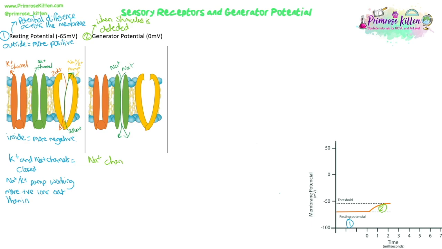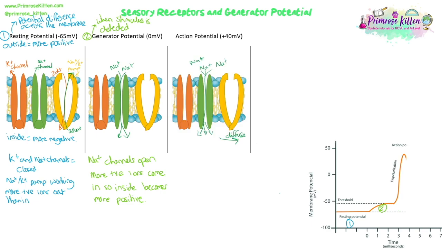And the way that works is that sodium channels are opened somehow by the receptor. So the stimulus is detected by the receptor, and that leads to the opening of sodium channels. So more positive ions are coming in, so the inside of the neuron, the inside of the membrane, becomes more positive. And that's how we get from minus 65 up to zero. So basically, we end up being about the same either side of the membrane. The sodium ions, remember, had stopped coming in up until this point because their channels were closed. So by allowing them in, they're just diffusing in down their gradient because there's a lot more of them outside than inside currently. So they're just going to diffuse in until we get equal.